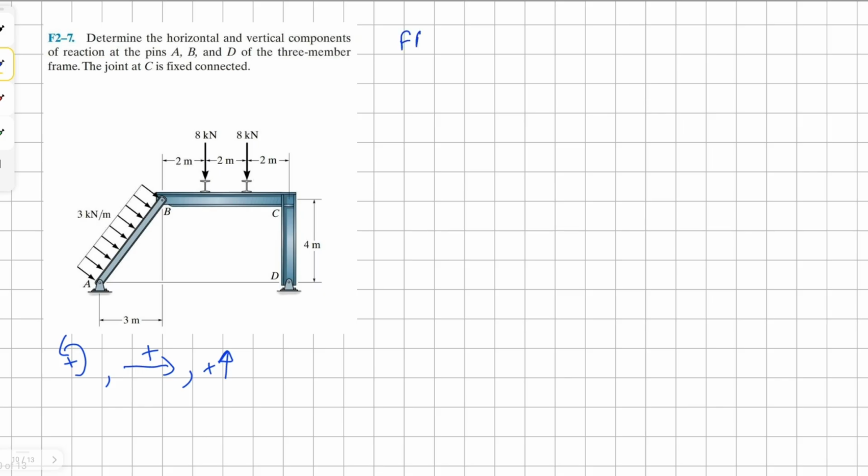Okay, let's draw the free body diagram for this problem. For member AB, we have horizontal and vertical components at point A because it's a pin connection. Similarly, we have a pin connection at B, therefore we can have two components, horizontal and vertical. And we have a uniform distributed load, which we are going to convert into a point load.